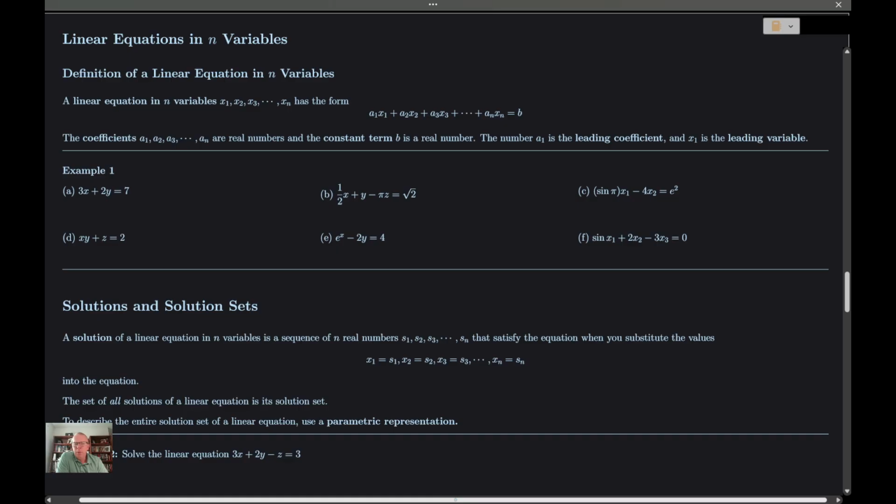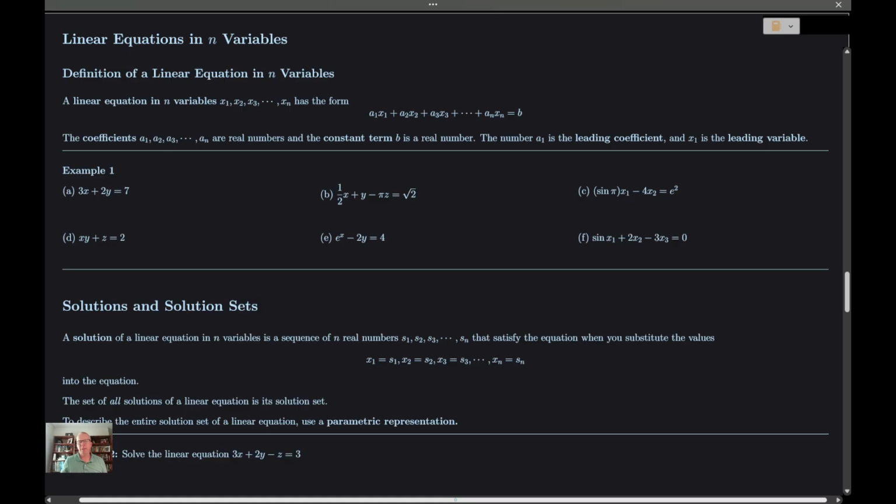So the form is a1 x1 plus a2 x2, and so on all the way up to an xn equals b. All of these a terms, or coefficients, are real numbers. The constant term b over here is going to be a real number. The first one, a1, is the leading coefficient, and then x1 is the leading variable. Not super important, but that's what they're called.